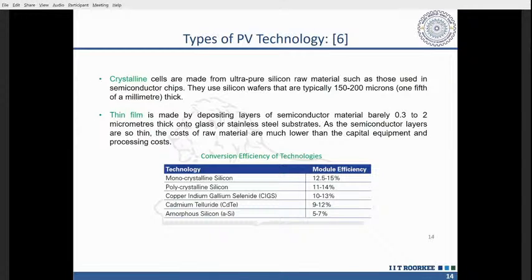So there are different types, but crystalline type cells are basically used on the top of our buildings. Also, we have monocrystalline silicon cells where we are using the PV panels. The monocrystalline silicon module efficiency is around 12.5 to 15%, and polycrystalline silicon solar cell module efficiency is around 14%. Then copper and cadmium types, and amorphous silicon. Therefore, we prefer monocrystalline because its module efficiency is better.